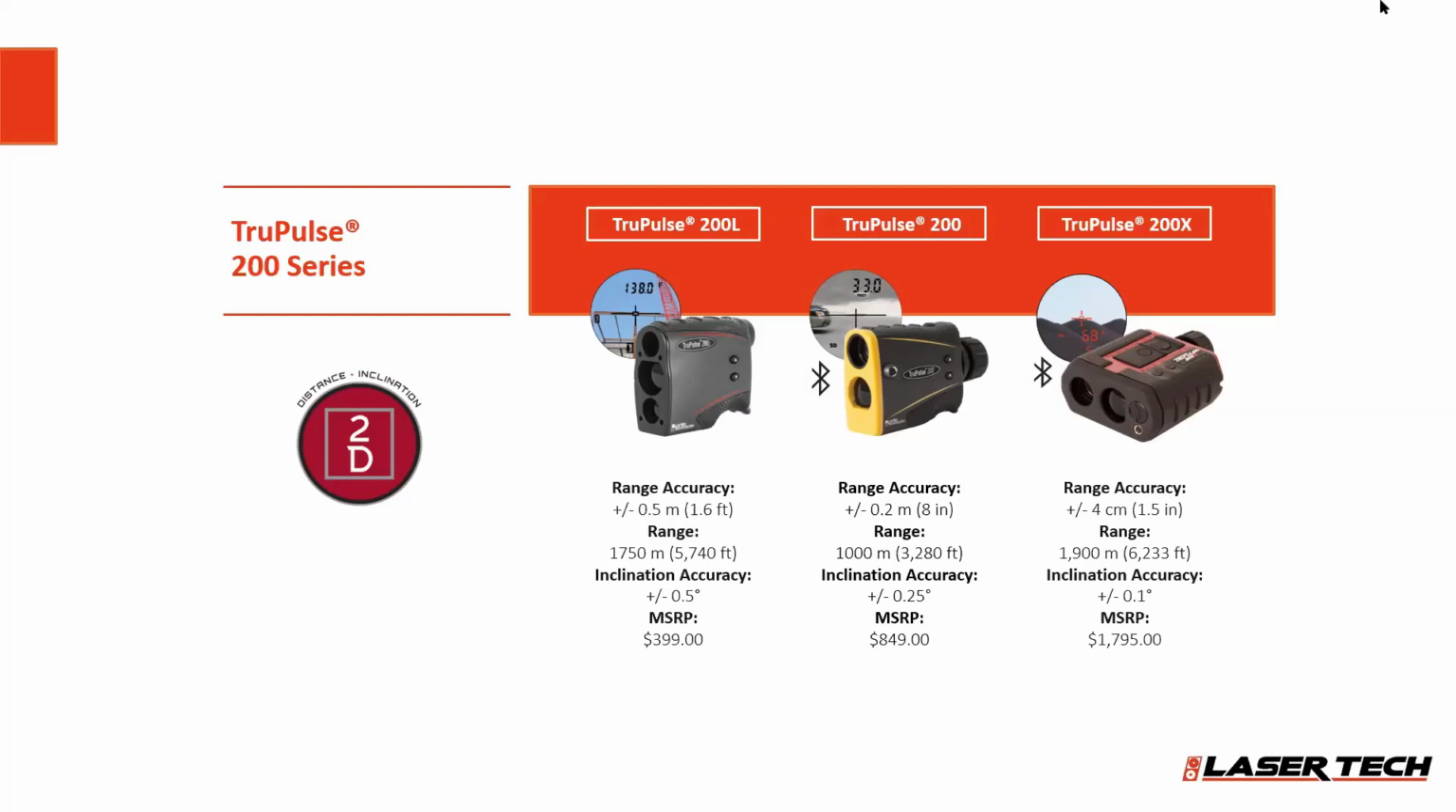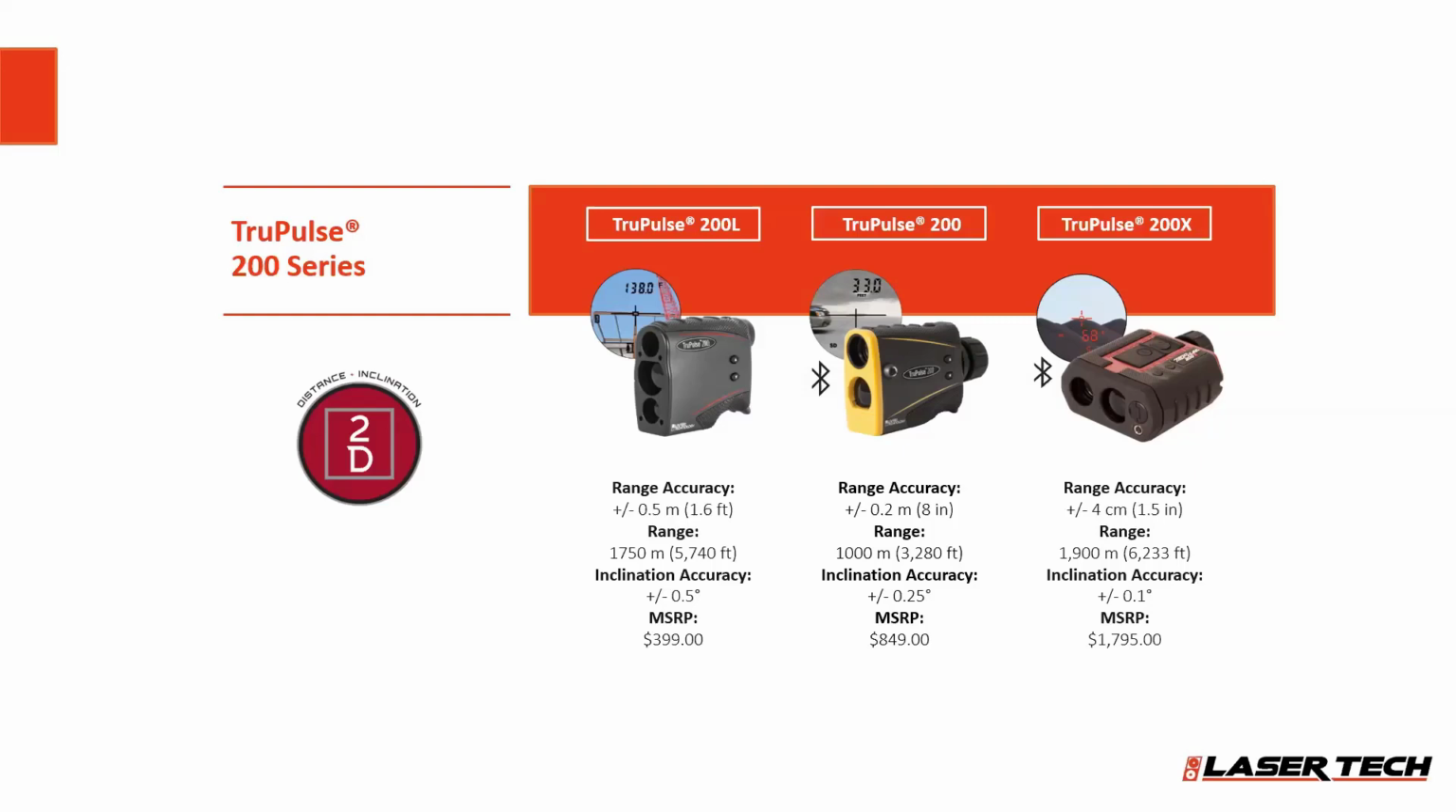And then the 200X is the most accurate pulse laser that we've developed. It's got a range accuracy of 1.5 inches, and you can see the inclination accuracy is 1/10 of a degree. So it kind of moves up in the TruPulse 200 models. You can see the different ways the accuracy increases as you move up through the models.